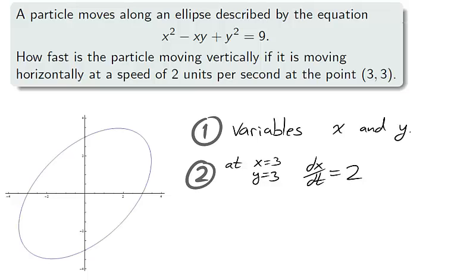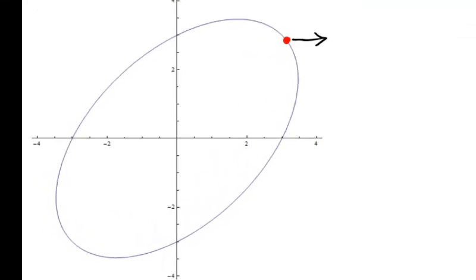2. We know that when x equals 3 and y equals 3, dx/dt, the horizontal rate of change, is 2. We need to determine dy/dt, the vertical rate of change. Notice on our graph, at the point (3, 3), we are told that the particle is moving horizontally at 2 units per second. That means that we're moving to the right. Seeing how the ellipse turns, we should anticipate that the vertical rate of change is negative.